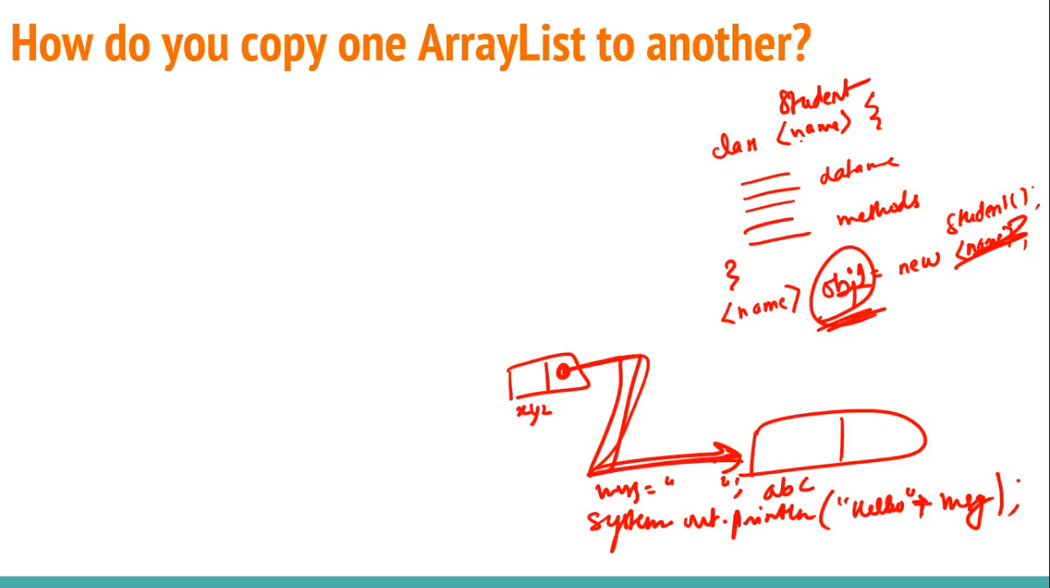Apil says cloning is one of the methods. Yes, cloning is one of the ways in which we can copy one ArrayList to another.